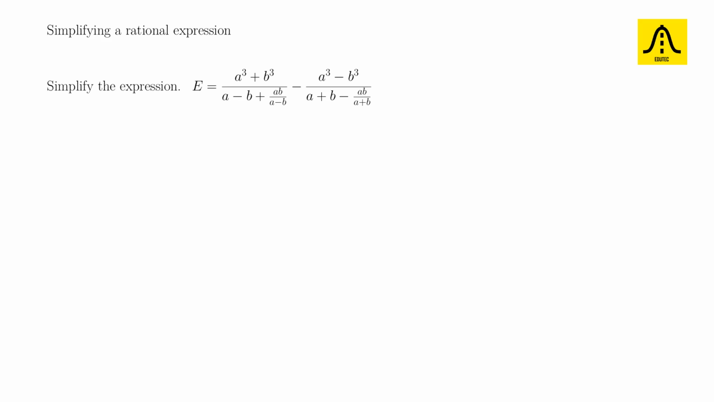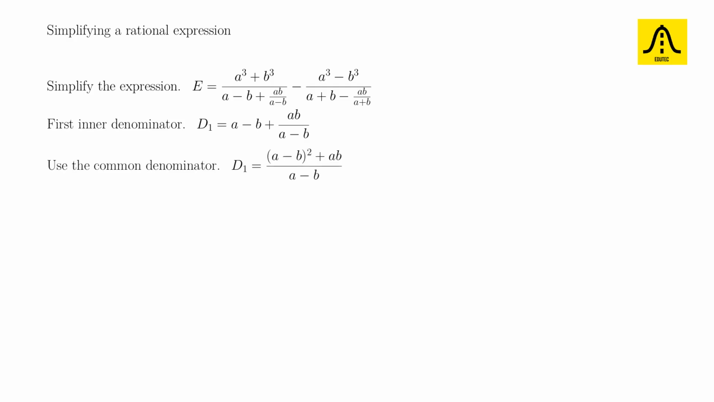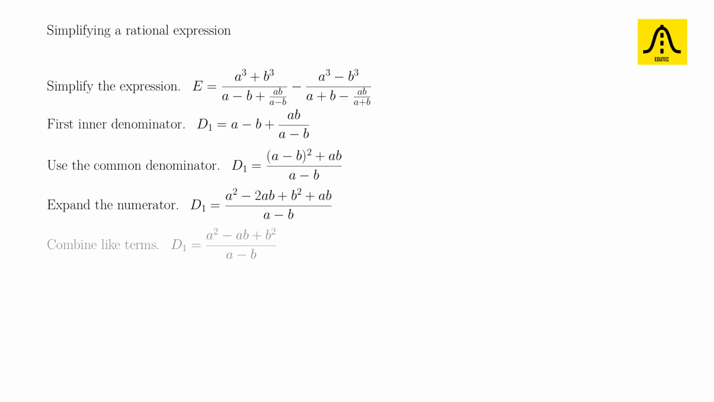We start with the given rational expression and simplify each inner denominator first. Call the first inner denominator d1. Use a minus b as the common denominator. Now expand the square in the numerator. Combining like terms gives the simplified first denominator.